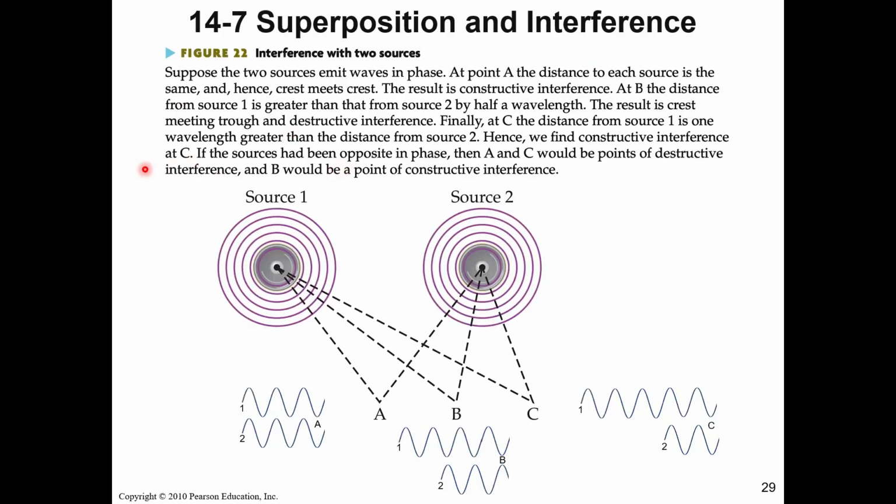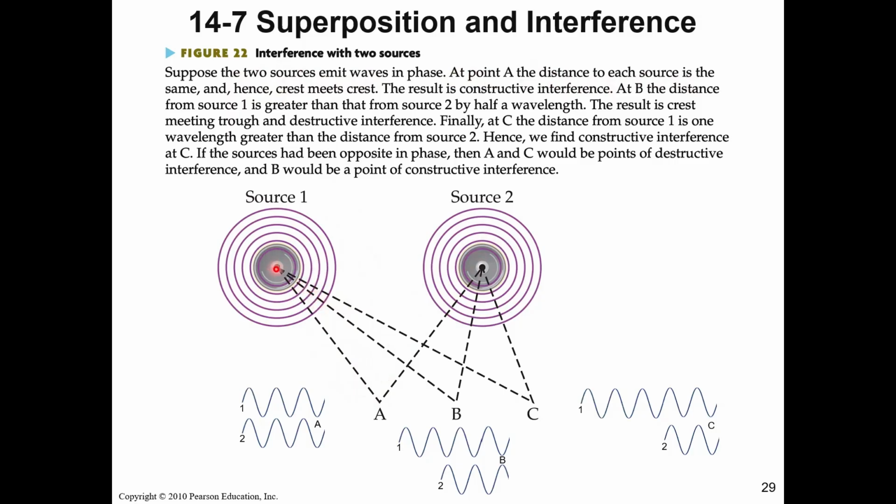And as I said, if you have two sources in space, they can each propagate along different directions, and each spot in space will have a different distance from those two sources, and there will be interference patterns in space. So suppose these two sources emit waves in phase. At point A, the distance to each source is the same.